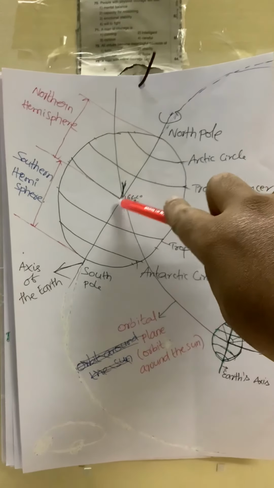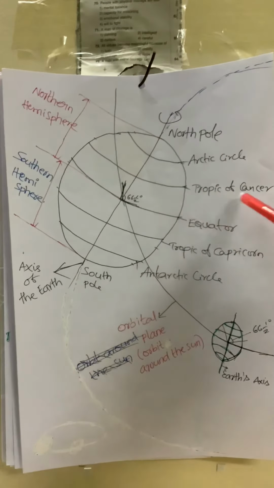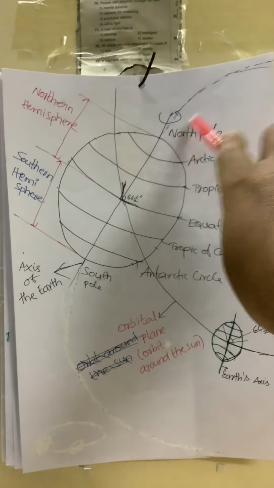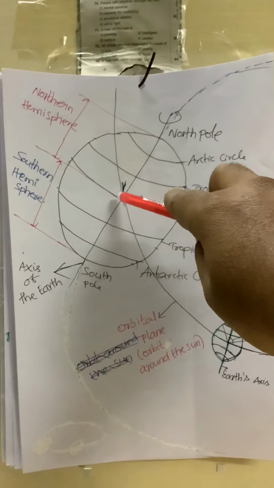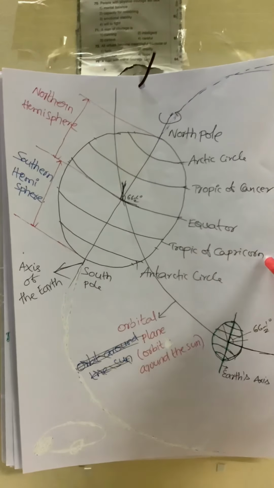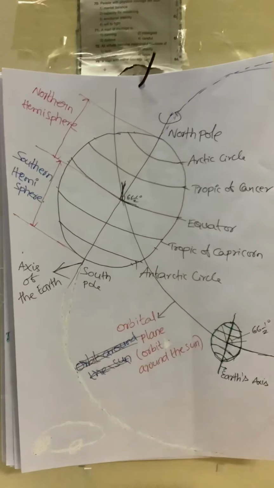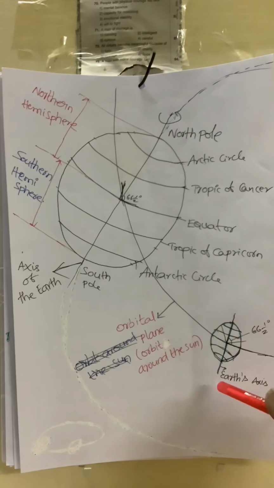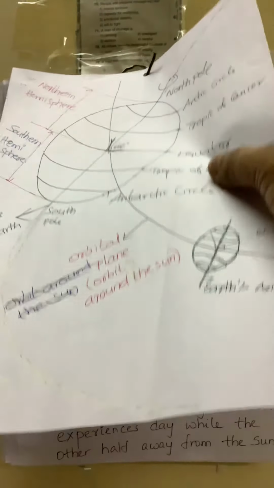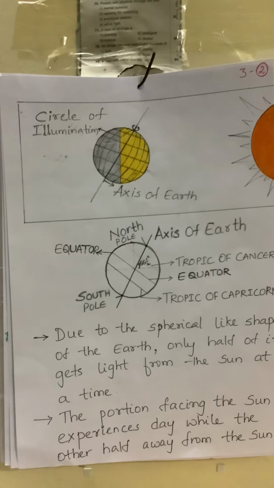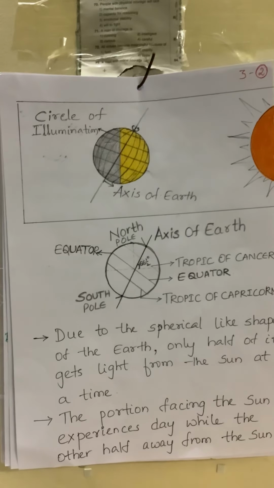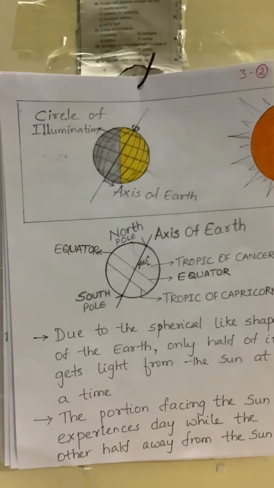And from equator in the northward direction we will find Tropic of Cancer, Arctic Circle, and this is North Pole. In the southward direction, equator, Tropic of Capricorn, Antarctic Circle and South Pole. And this is the orbit around the sun, and this is the earth, and this is the earth's axis, and we know that the earth's axis always makes an angle of 66.5 degrees with the orbital plane. So next point is circle of illumination.